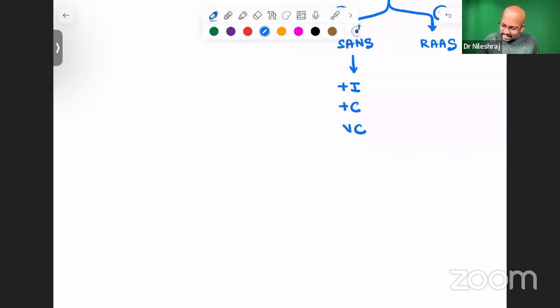The second one: the RAAS system is going to be stimulated. As the name itself implies, the renin-angiotensin-aldosterone system is going to be stimulated. So sodium and water are going to be retained. When sodium and water are retained, potassium is going to be let out from the body. This is a normal physiological phenomenon of how the mineralocorticoids, especially aldosterone, produce their mechanism.